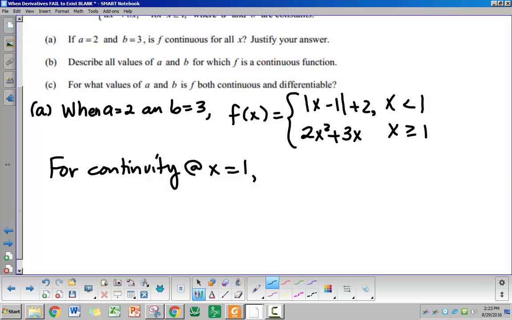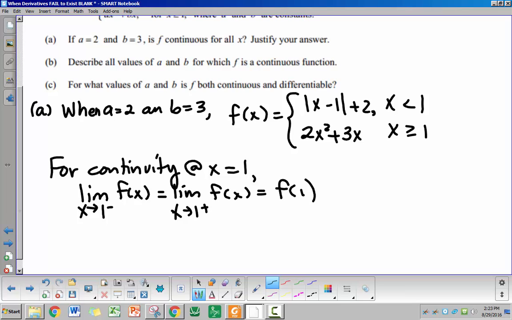And Ian, is there continuity on this page? The word continuity? Yes, there is. So what must we use? Limit language. So this is going to be the limit as x approaches 1 from the left of f of x has to equal the limit as x approaches 1 from the right, which has to equal f of 1.